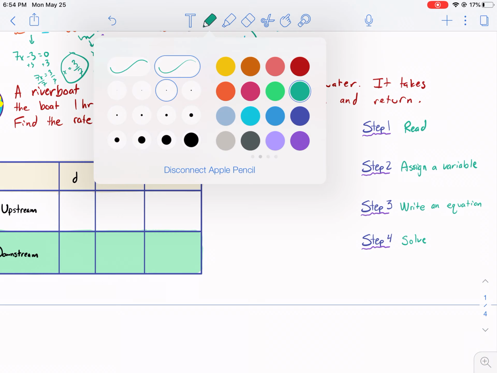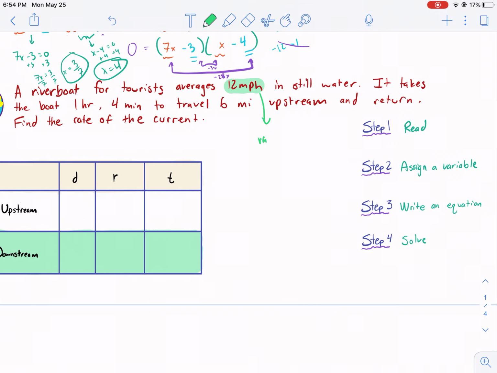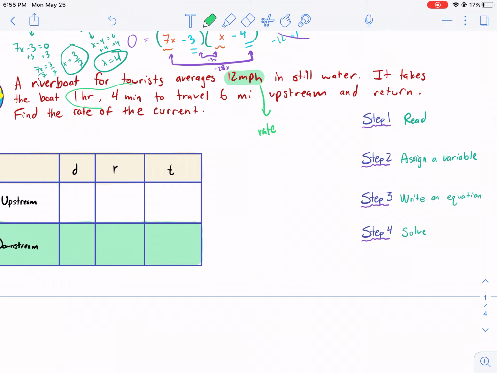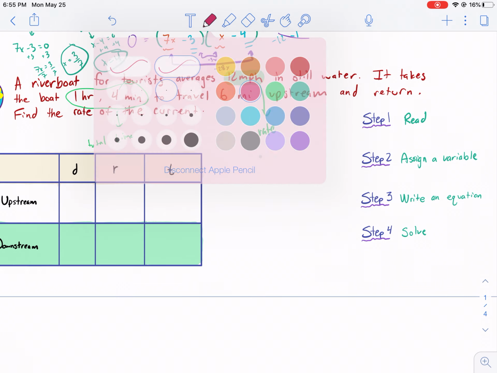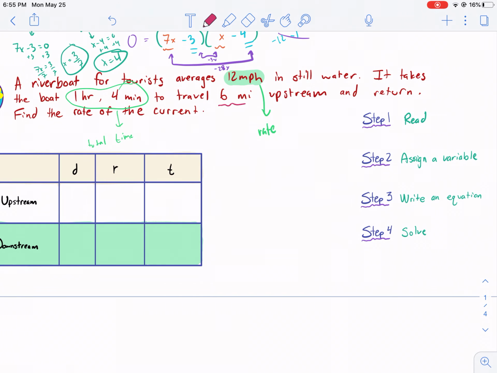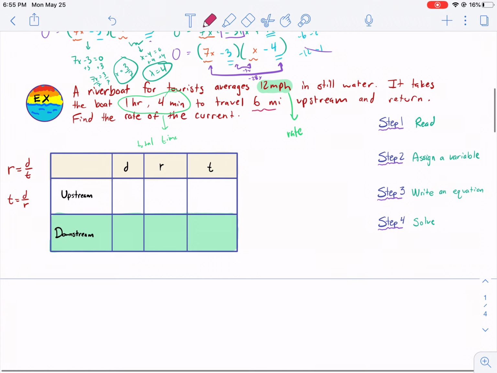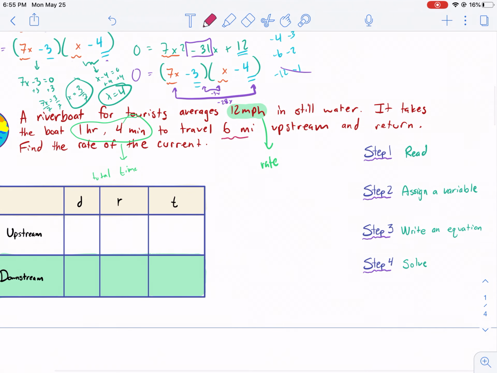That, by the way, is a rate. Miles per hour. Anytime you see a per, that is a rate. Per hour, per kilometer, per minute. Okay, those are all rates. It takes about 1 hour. Okay, this is our time. This is total time. So we have total time given here to travel 6 miles. Now we have more units. 6 miles upstream and return. Okay, that means 6 miles up, 6 miles back. So 6 miles upstream and 6 miles downstream. Find the rate of the current.